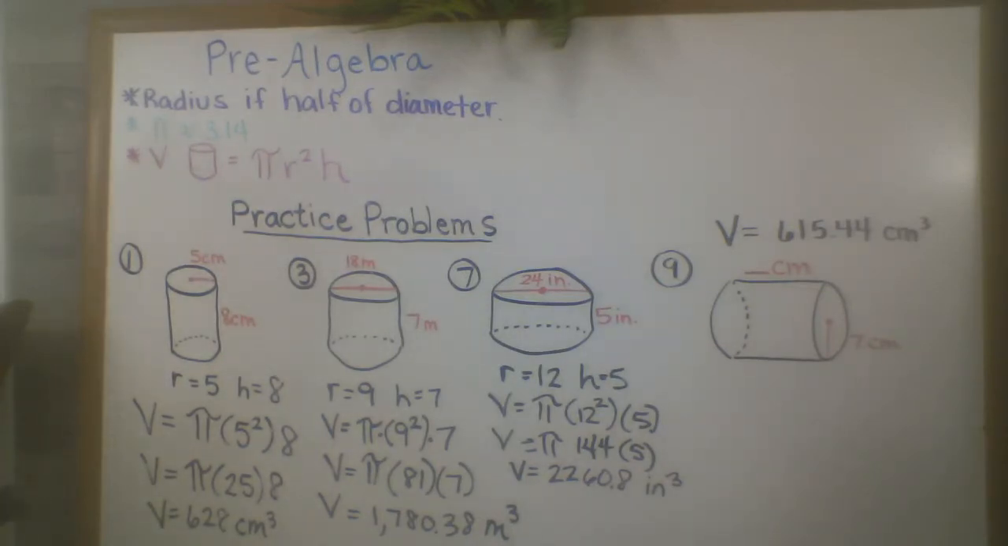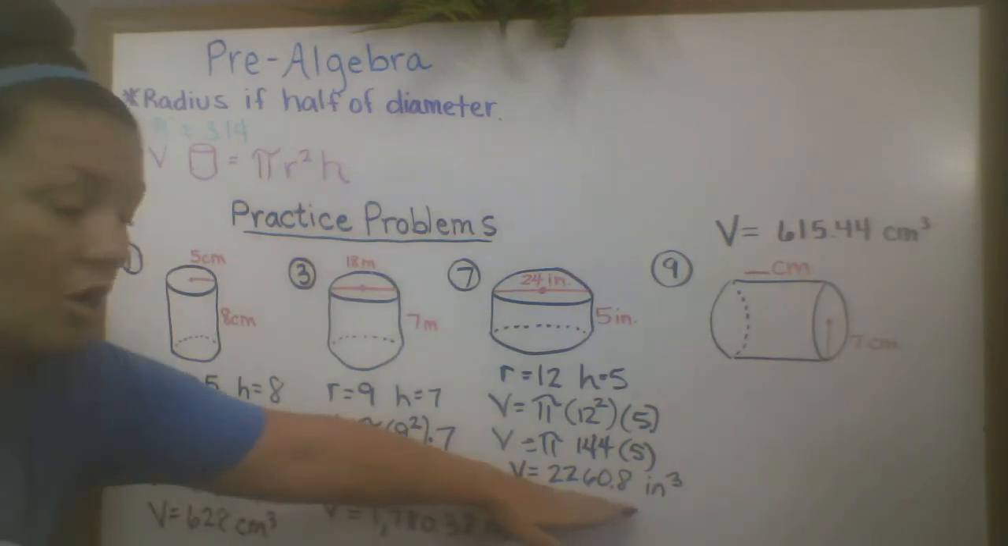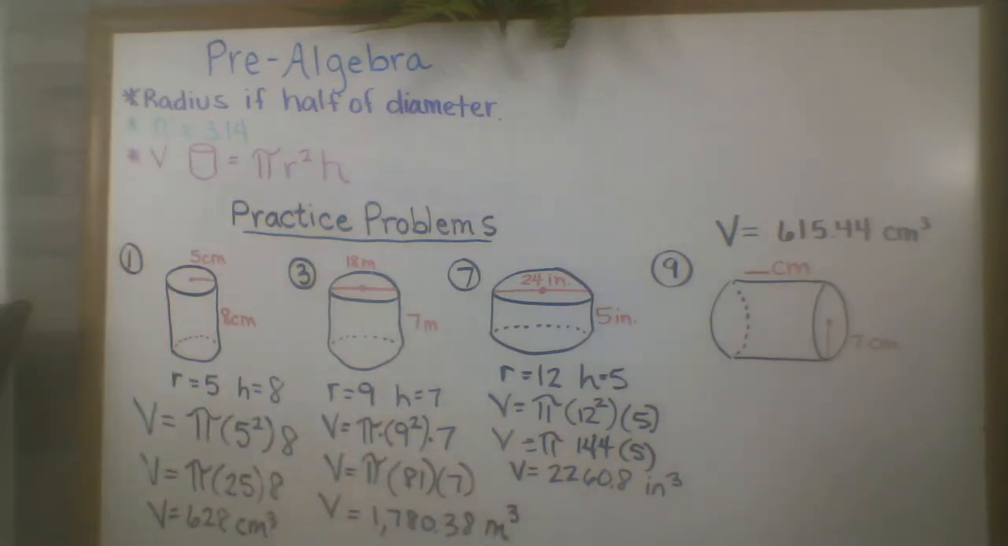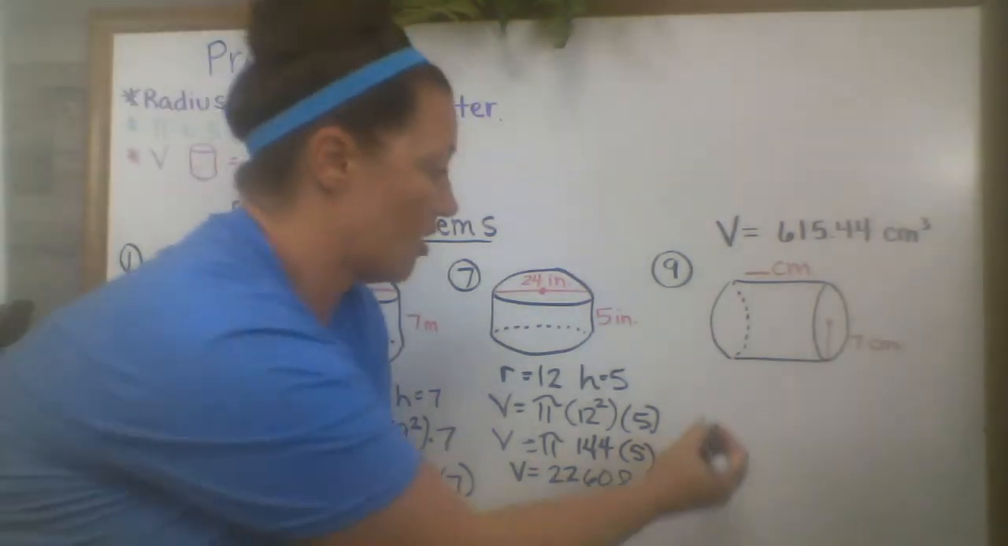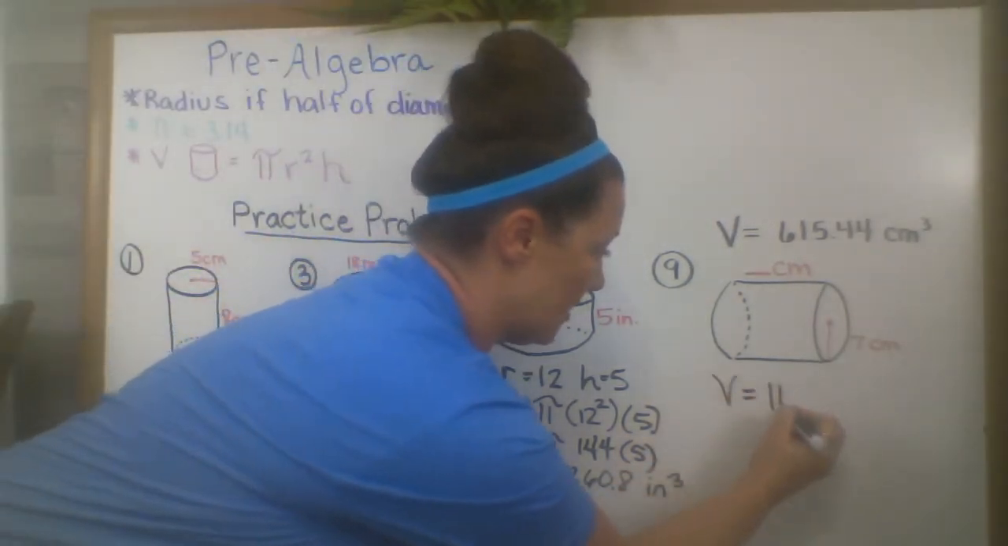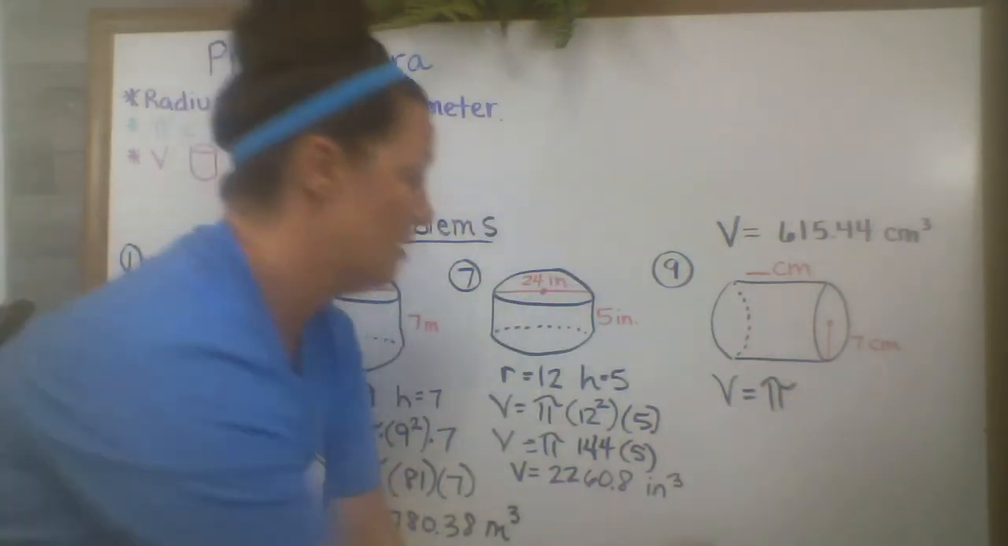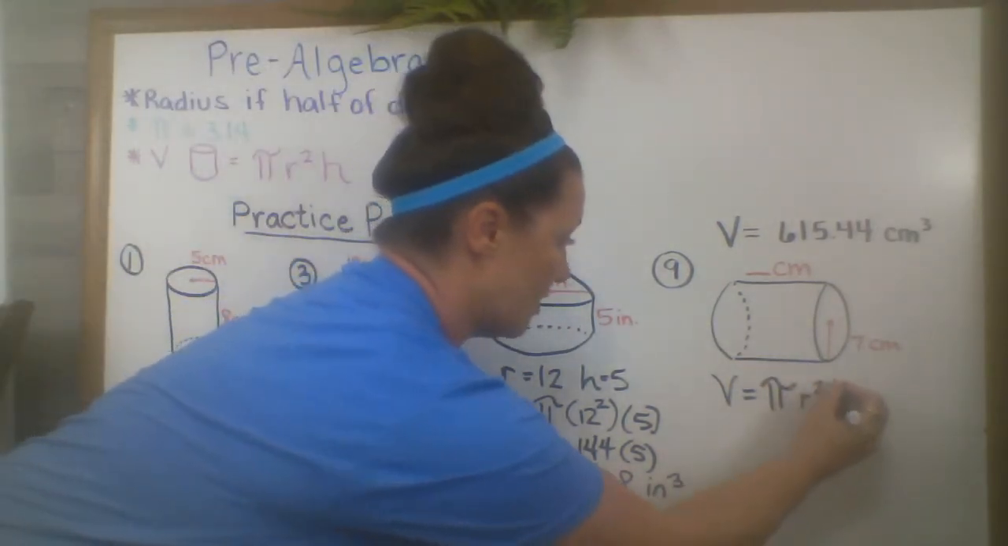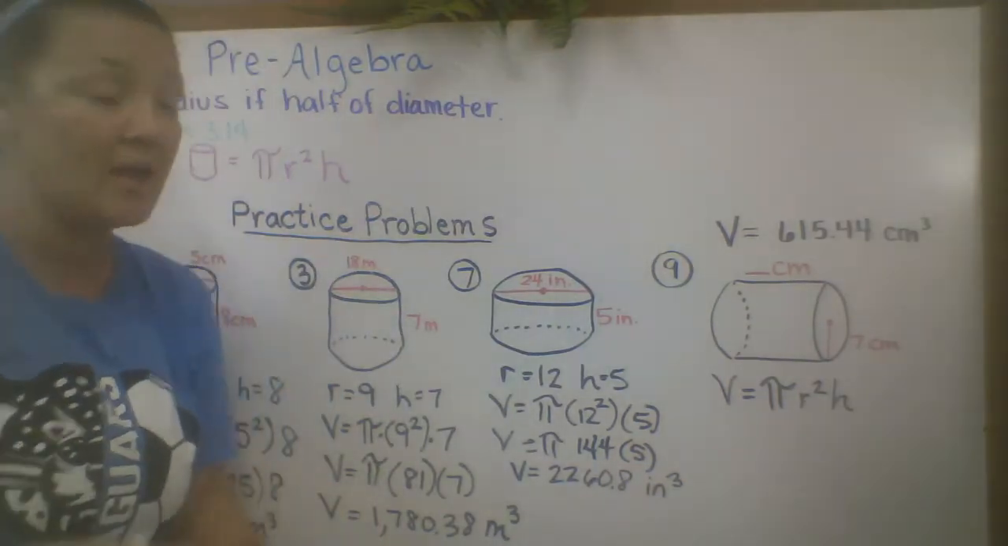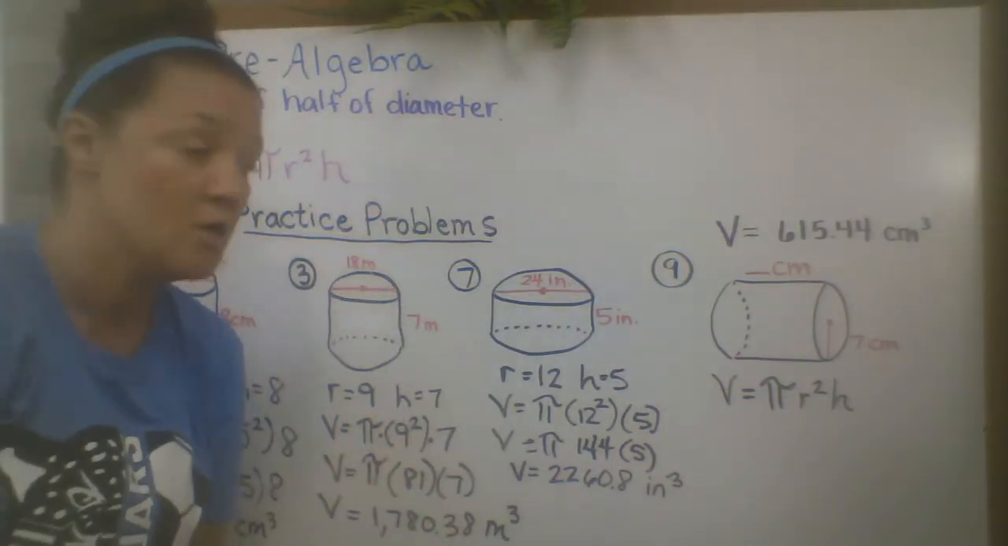Moving on to number 9. So this one, we start to get a little tricky, right? So I wanted to show you what happens when you know volume. So you know your end result, but you do not know the height or the radius. All right, so let's dive into this one. We know our equation is volume equals pi times r squared times height. And all you're going to do is fill out what you know. So what do we know here?